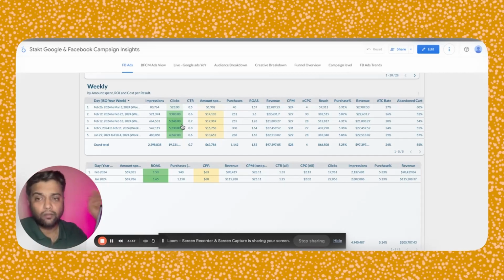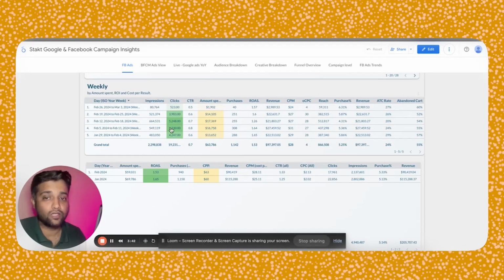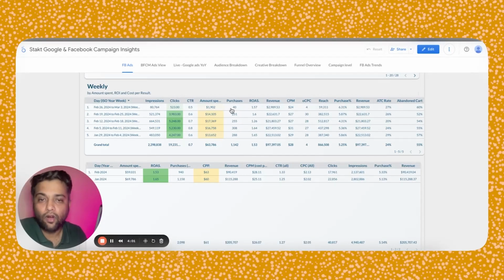Now let's look at number 3, seasonality factor. This client advertises in the US geography. Feb 12 to Feb 18, actually there was a long weekend. Feb 19th was President's Day in the US, and people were out celebrating or going on holidays, going on vacations with family, and this is most certainly the reason for the performance drop of this client.